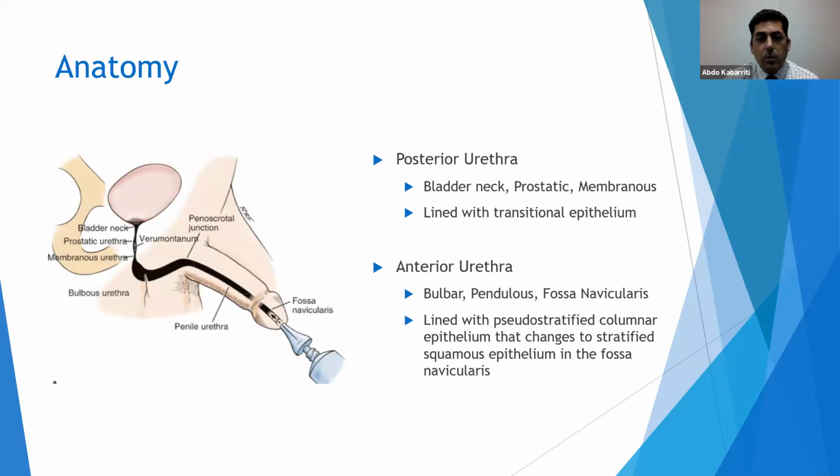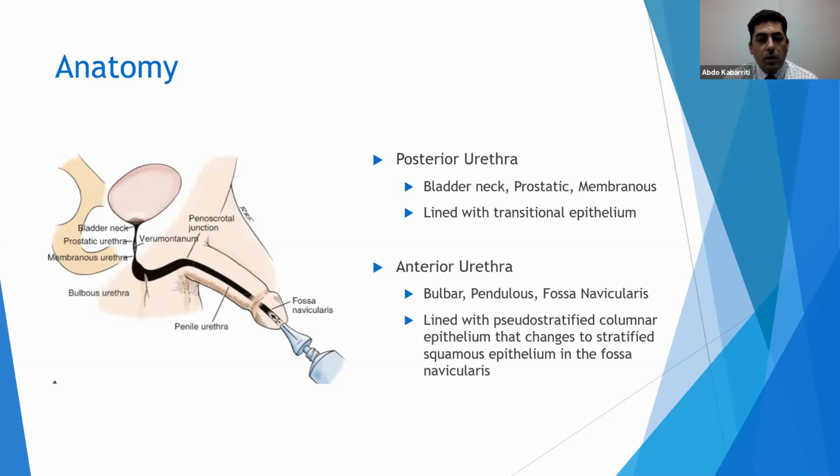So starting with anatomy, we divide the urethra into two parts: the anterior urethra and the posterior urethra. The posterior urethra is composed of the bladder neck, the prostatic urethra, as well as the membranous urethra. That part of the urethra is lined with transitional epithelium. This is very crucial, especially in patients who have, for example, a positive cytology and there's nothing within the bladder. You may be asked what's the next step, and that would be biopsying the prostatic urethra, because the positive cytology could be coming from there.